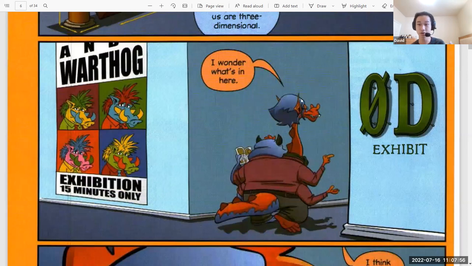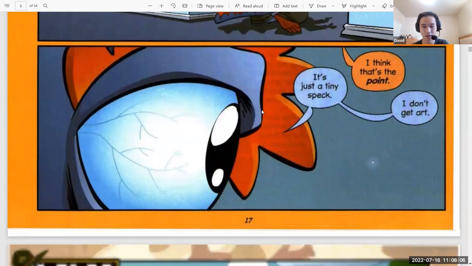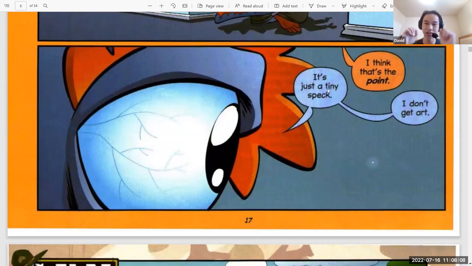This person is looking at a zero-dimensional exhibit. So there's no length, there's no width, and there's no height. So what could it be? Well, we take a look and they say, oh, it's just a tiny speck. And the other guy says, I think that's the point, which is a little bit of a pun perhaps, but a point, a tiny speck at some place in space. It's so small that you can't really measure length, width, or height. So it's just zero dimensions. In fact, a very specific point.